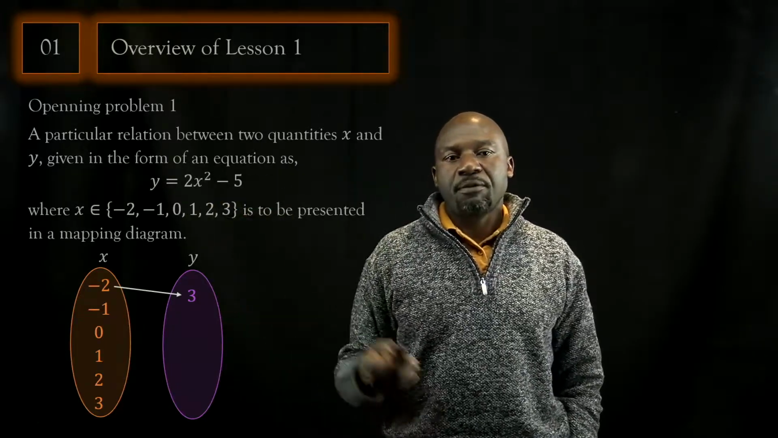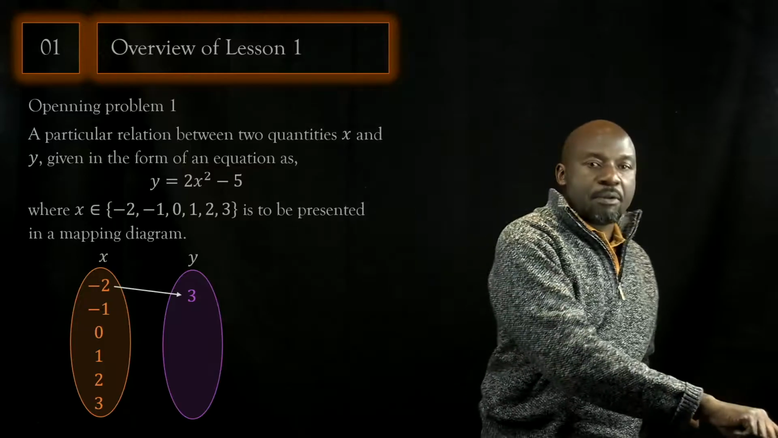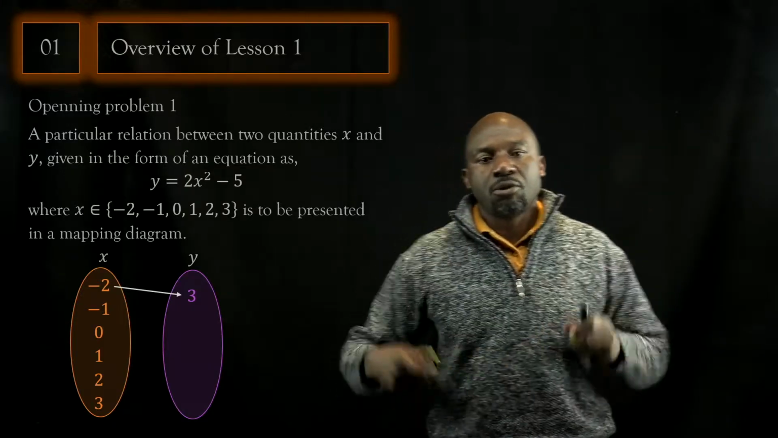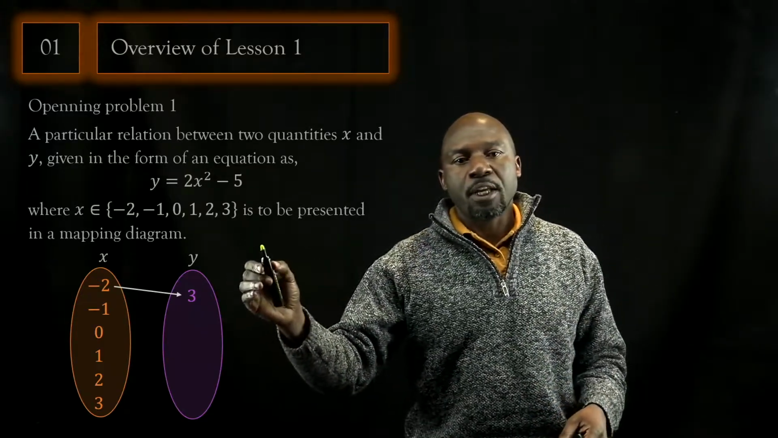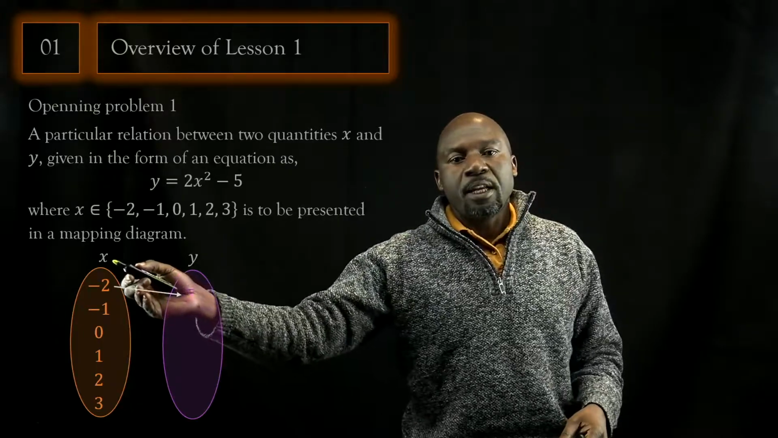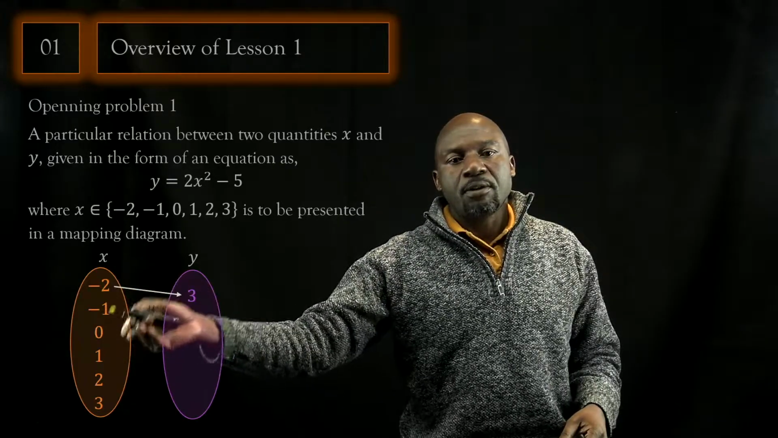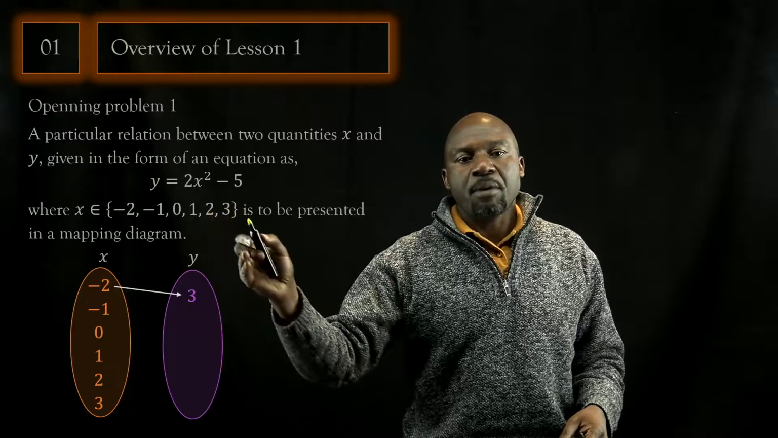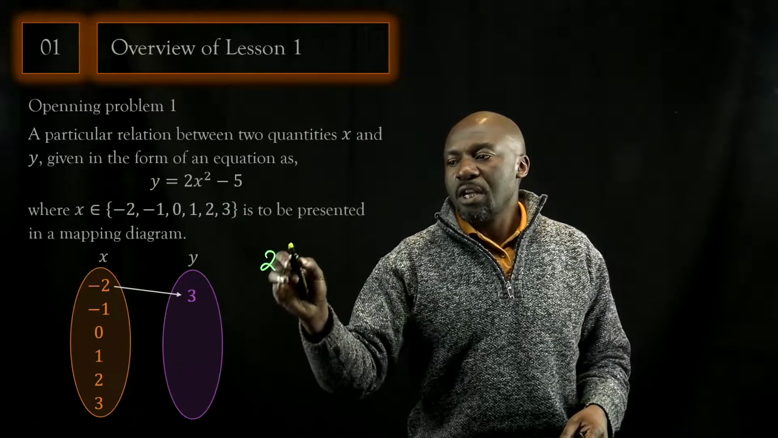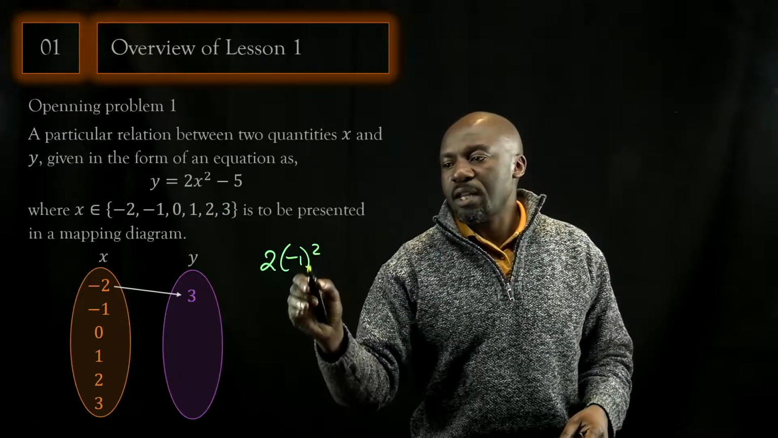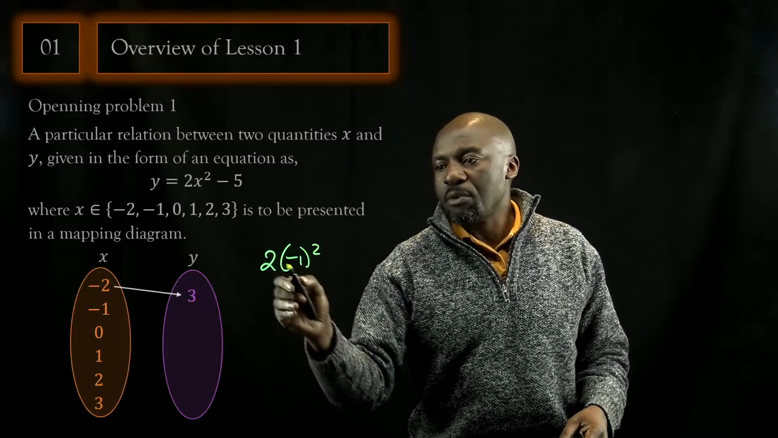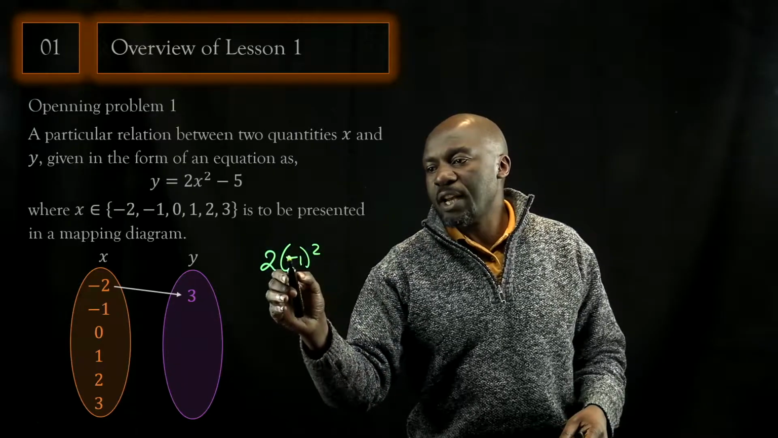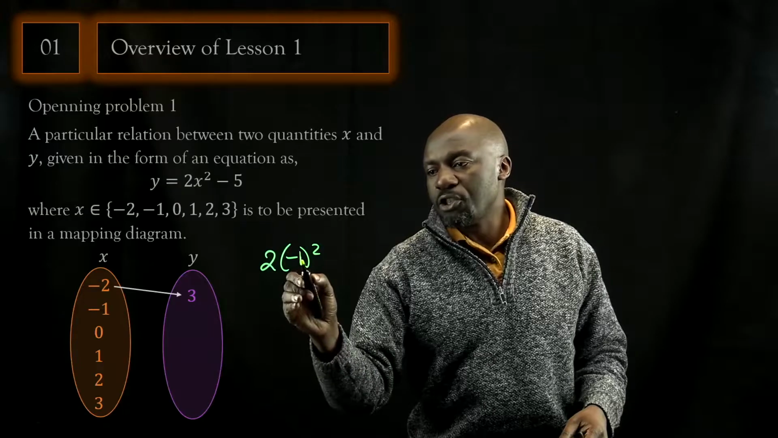+2 minus 5 is -3. Maybe I need to do this just so that we are sure we get what's going on here. So we are plugging in x is -1. If we put -1 there, remember we get 2 into -1 squared. The -1 has to be in bracket, so this square is for the negative and the 1. It's not just for the 1.